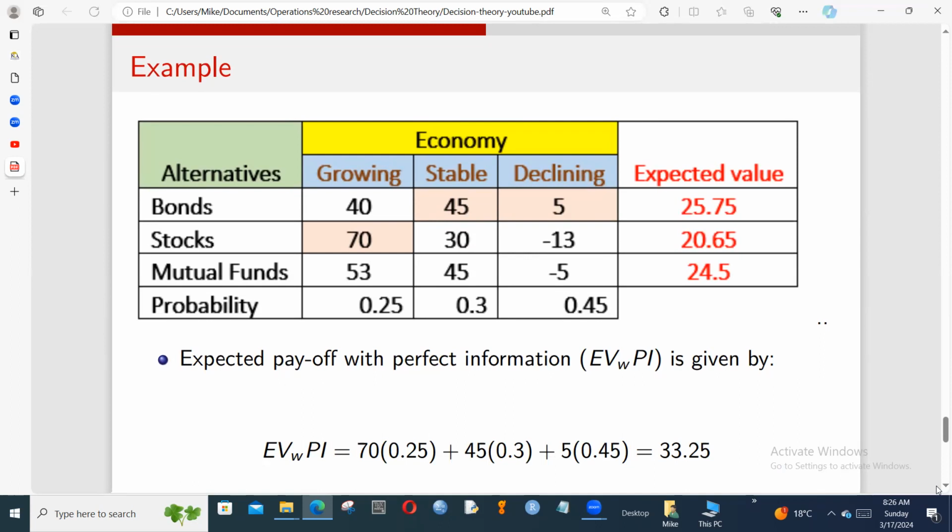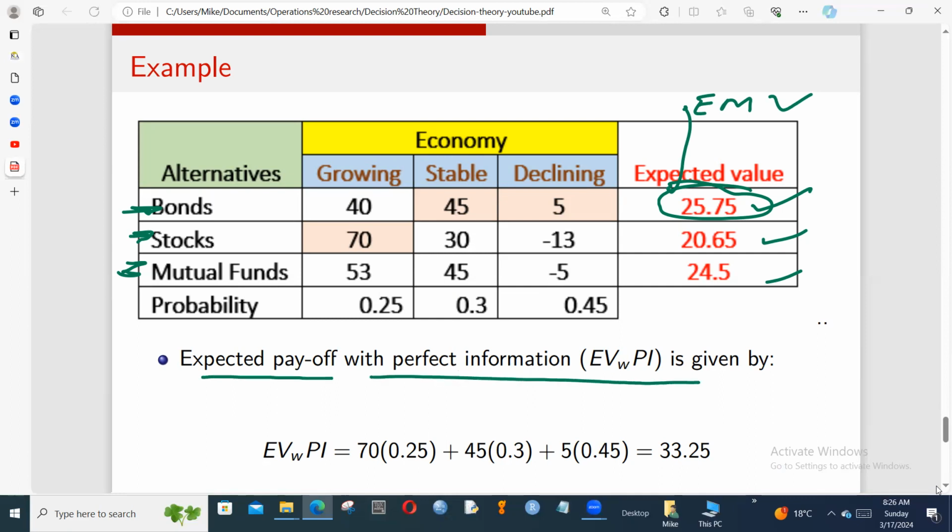We have already seen that with this example, we can get the expected monetary value associated with each of the decision alternatives: 25.75, 20.65, and 24.5. Based on these figures, 25.75 is the maximum expected value, and so based on expected monetary value, one will invest in bonds. But now, how do I get the expected payoff with perfect information?